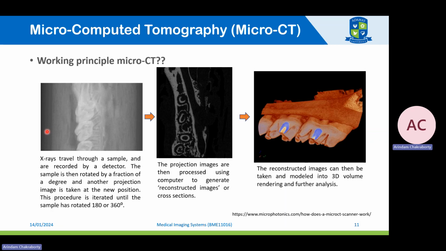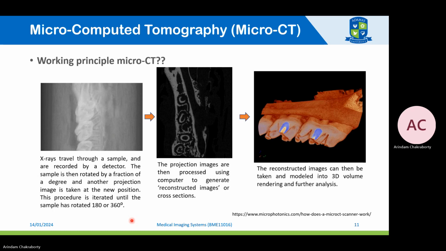as we can see, from the understanding of conventional CT, the X-ray travels through the sample, which is placed between the detector and the source, and the attenuated beams that pass through the sample are recorded by the detector. The sample here, in case of microCT, is then rotated by a certain degree, and another projection is captured.